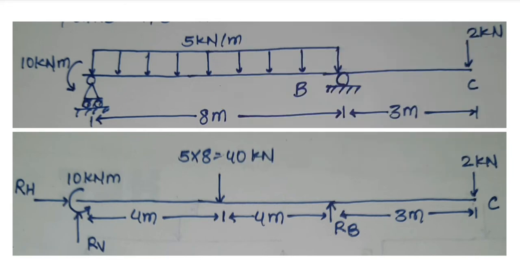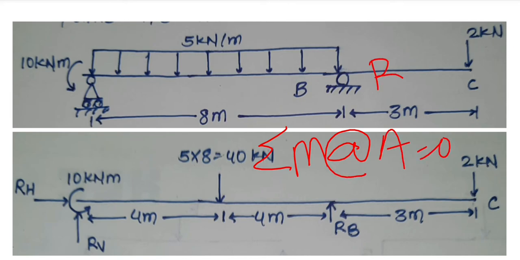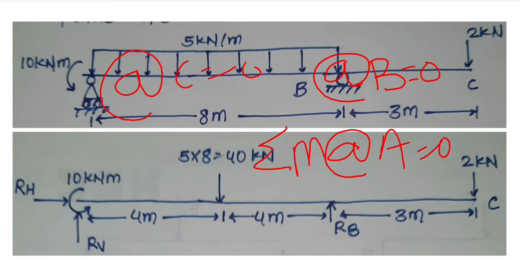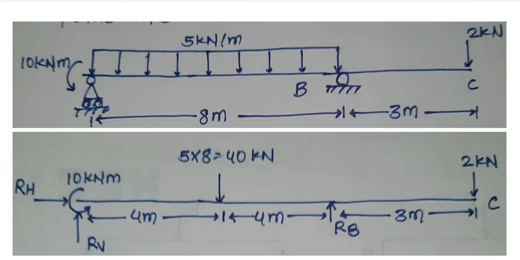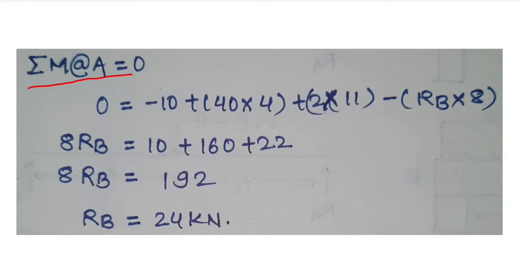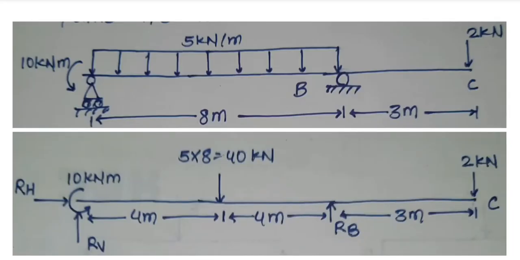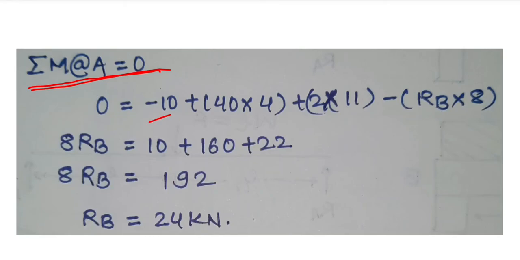Now first of all we will take the condition summation of moment at point A equal to 0. We can also take summation of moment at point B equal to 0, or summation of moment at point C equal to 0. That is completely up to you. So let's start solving. We have taken summation of moment at point A equal to 0. Now see here, the moment is in anti-clockwise direction, so it will be minus 10 kilonewton meter. So we have taken here minus 10.